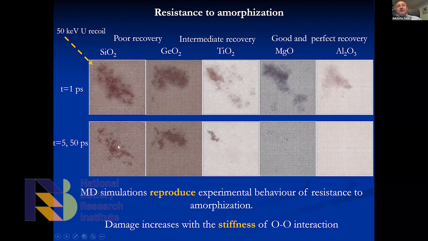But then, if I look at longer times, I see quite a dramatic difference. So in silicon and germanium oxide, there is quite a lot of damage left. But when I look at titanium oxide, lots of damage disappears. Okay, lots of damage was present here, but disappeared here. And when you look at aluminum oxide, Al2O3, you can see how the damage just disappears almost completely, right? So that's what I mentioned before.